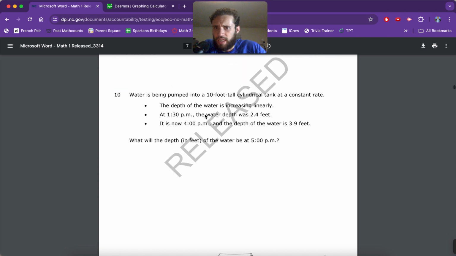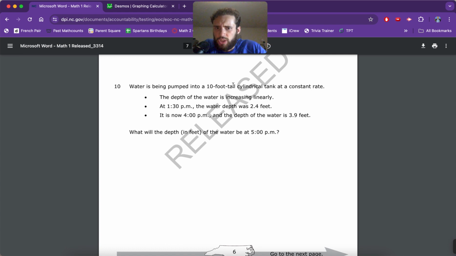So $280. And then water is being pumped into a 10-foot tall cylindrical tank at a constant rate. The depth of the water is increasing linearly. So if it's a constant rate and it's a perfect cylinder, that does make sense. It would be going up at the same exact rate. So every hour that passes, it would go up the same amount of depth, or height, whatever they're saying. Yeah, the depth. All right, and then they give you at 1.5 hours, it's 2.4. At 4, it is 3.9.